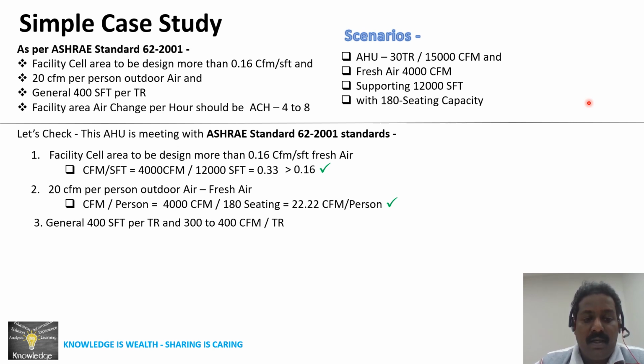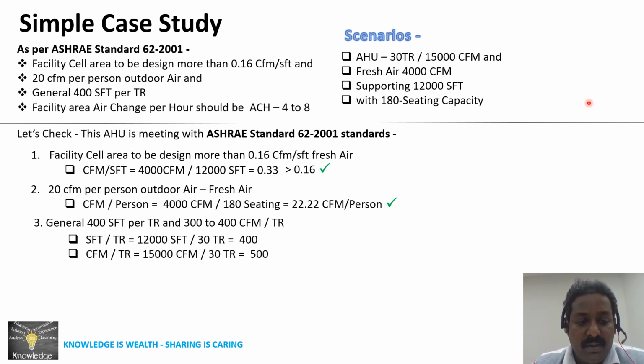The fresh air unit is meeting it, and for the general thumb rule of 400 square feet per TR, usually it is 300 to 400, nowadays moving a little higher. For this AHU, 12,000 square feet over 30 TR is 400 square feet per TR, so it is covered. And the CFM per TR is 15,000 CFM divided by 30, which is 500 CFM per TR. An AC fan always delivers more CFM compared to an induction motor. So the design CFM per TR is 500, but square feet per TR is 400. Again, both scenarios match the ASHRAE requirement.